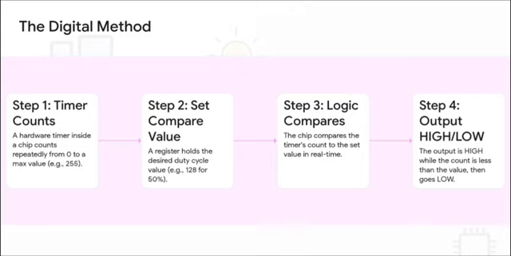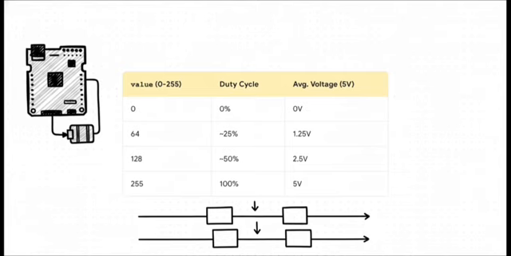It's brilliant because it's so precise and requires almost no work from the main processor. And if you've ever played around with an Arduino, this will be a huge aha moment. There's a command called analogWrite. Now that name is a little bit of a lie because it's not making a true analog voltage at all. It's generating a PWM signal using that exact digital method we just talked about.